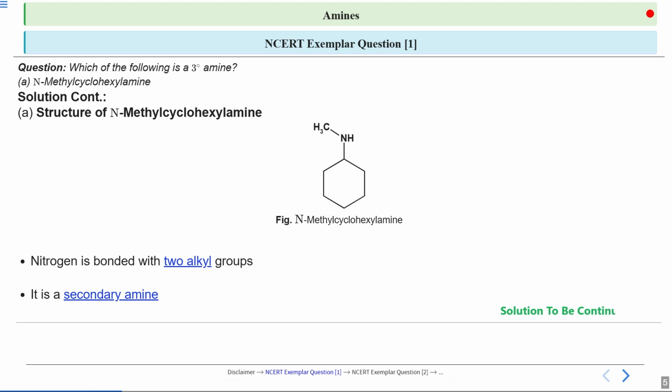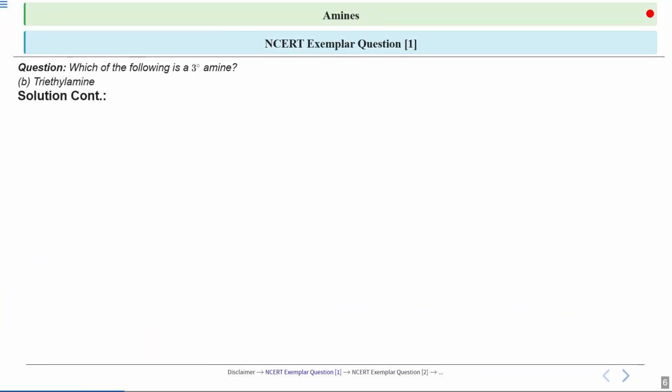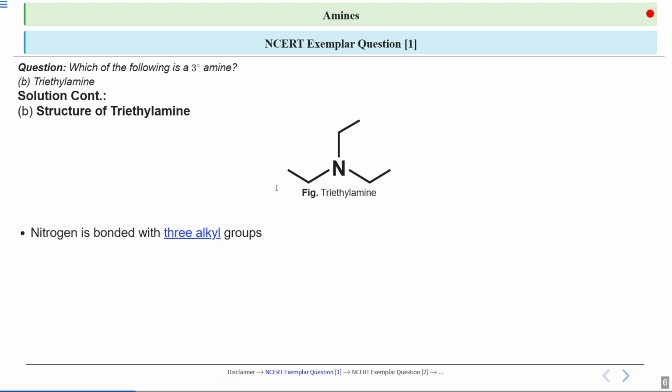Now let us move to the next part. The next part is triethylamine. Itself you can see it is tri. Tri indicates that 3 groups must be attached to the nitrogen. So this is triethylamine. 3 alkyl groups are attached to the nitrogen. So this is a 3-degree amine. Okay, so nitrogen is bonded with 3 alkyl groups. So it is a tertiary amine.